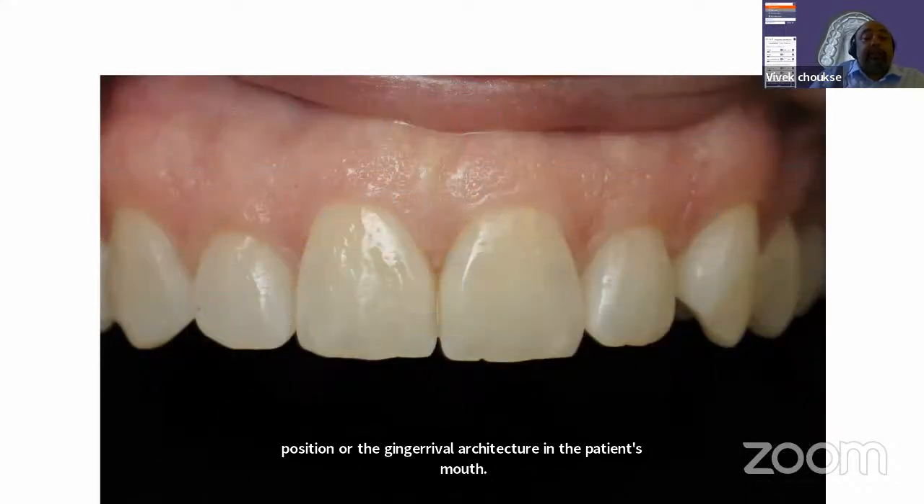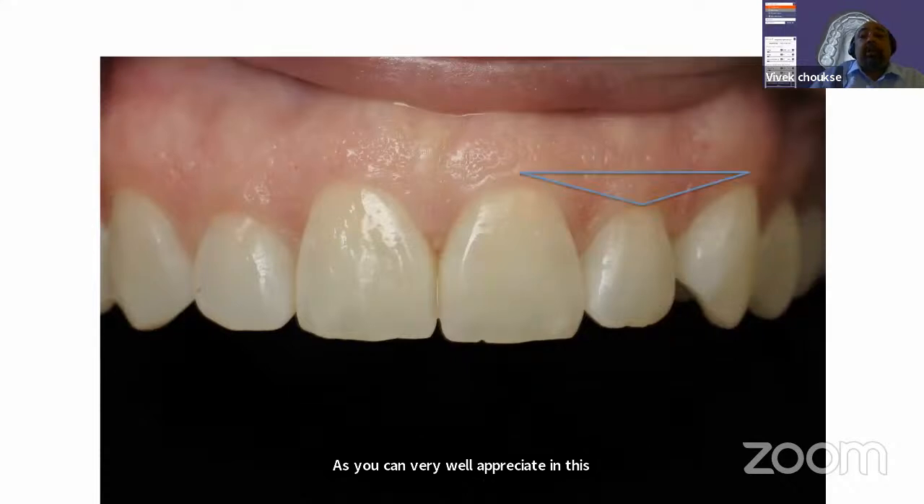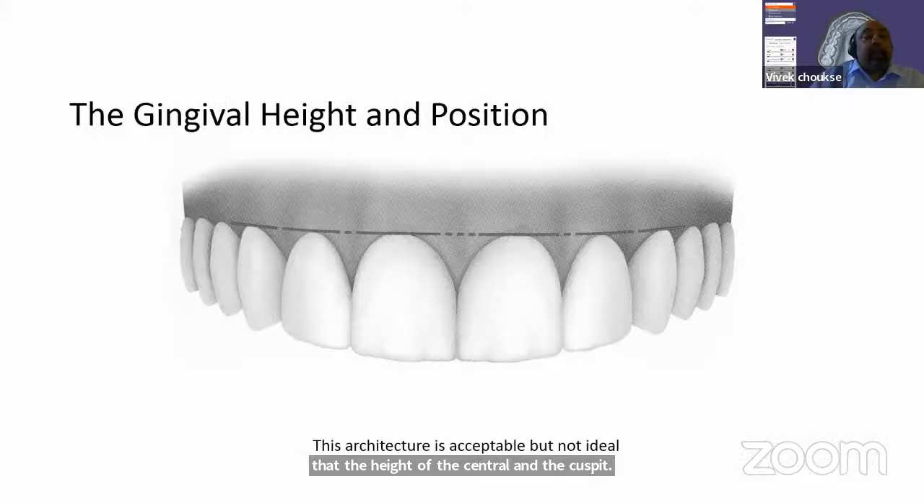As you can very well appreciate in this image, the height of the central and the cuspid are more apical than the laterals. As in the second picture, you can see that all the heights of the centrals and the laterals are falling in the same line. Even this is acceptable, though it is not ideal, but aesthetically it won't look that bad.